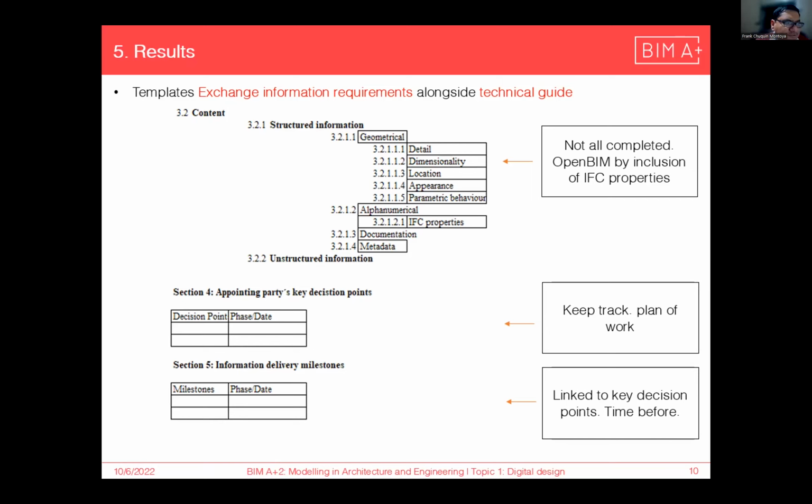Finally, in section 4, it's asked to complete the key decision points connected to a plan of work or phase. This will help to keep track of those key decision points. Then in section 5, information delivery milestones are defined, considering that those should be delivered before the key decision points because time is needed for evaluation and to take an informed decision.